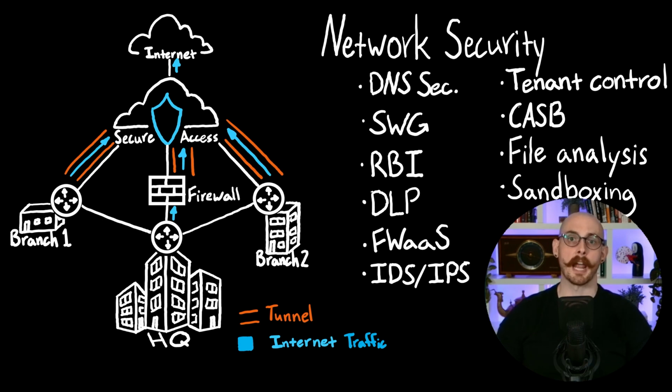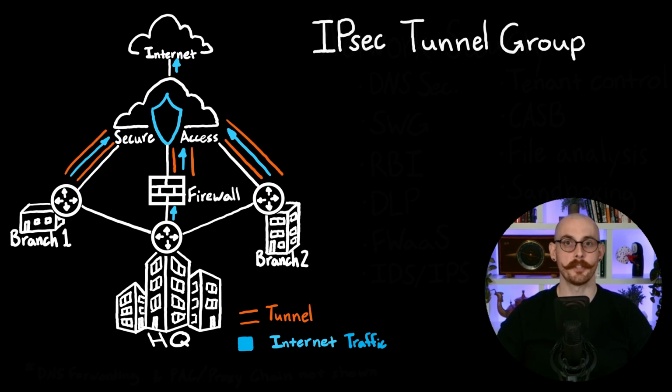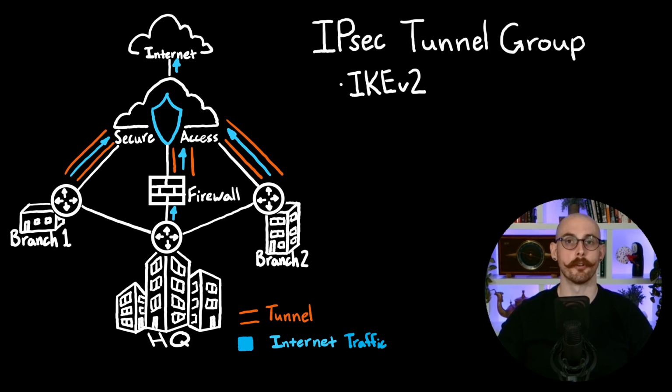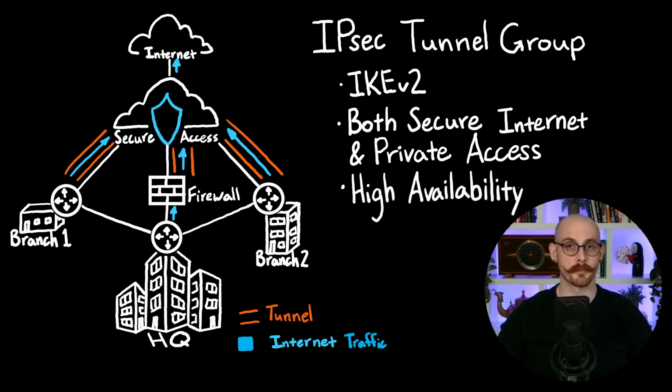Secure Access is also able to provide DNS layer security leveraging DNS forwarding, as well as web proxying via PAC and proxy chain. Secure Access leverages IKEv2 for IPsec tunnel groups that can be used to tunnel all traffic bidirectionally from your network. That means these same tunnels can be used for both securing internet access and private access via Secure Access. Paired Secure Access headends and multiple tunnels can be used within a tunnel group for high availability, and multiple tunnels with ECMP can be leveraged for load balancing to increase bandwidth.